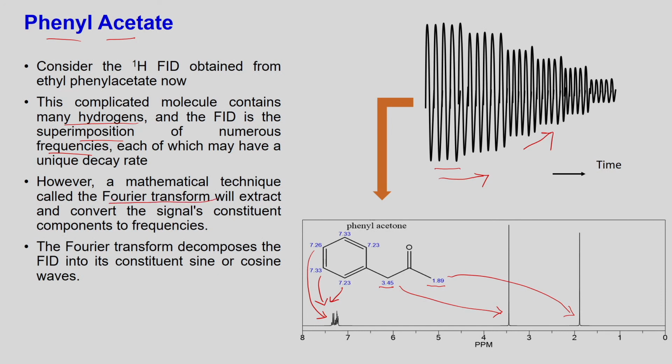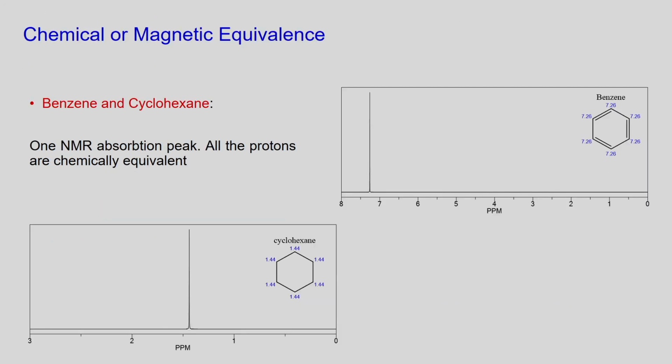It is similar to FTIR spectroscopy. You apply a Fourier transform, which will extract and convert the signal's constituent components to frequencies. So, it will decompose this FID, this decay, into its constituent sine or cosine functions. As I told you just now, some protons are equivalent.